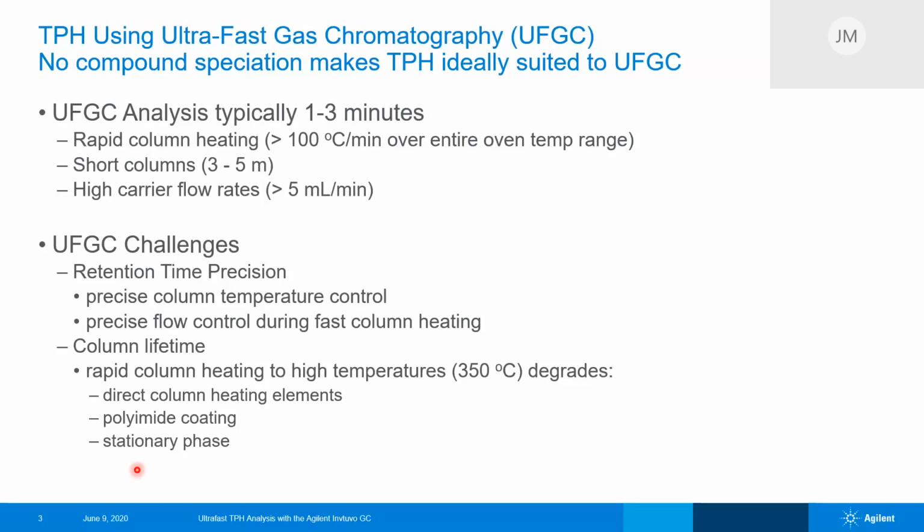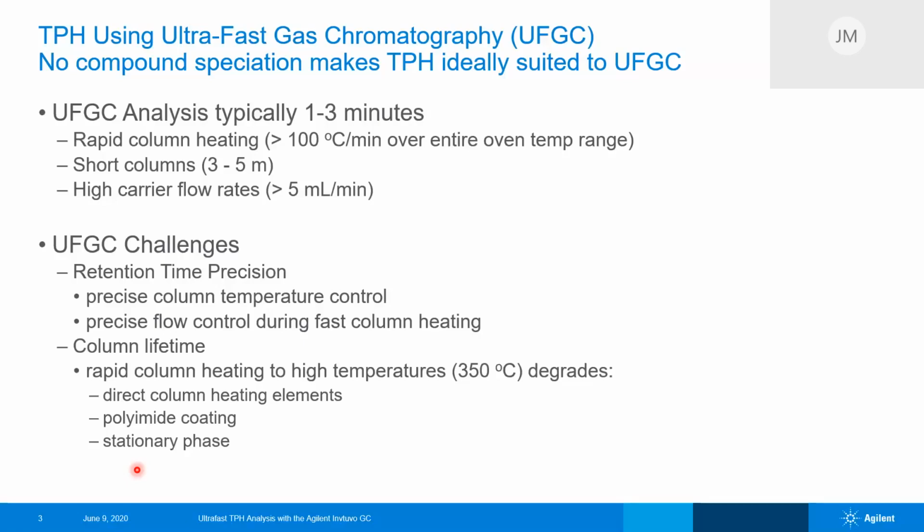Some of the challenges that are presented to us when trying to do ultrafast GC is, first of all, retention time precision. And what we're trying to do here is make sure that the retention times don't drift. And when we're ramping the oven very quickly and using high constant flow rates, there's an interaction between the column ramping temperature and the control of the pressure and thus flow through the column that has to be consistent from run to run. Otherwise, you won't get good retention time precision.